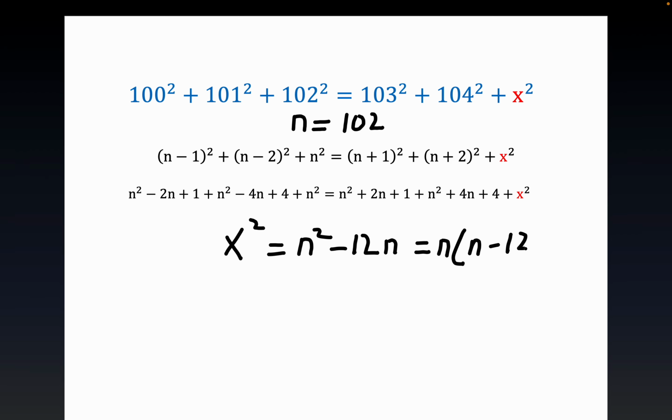All right. Now, we're trying to solve for x. X is going to be a real number. And so we would get x squared is equal to, again, n equals 102 was the center. I guess you can think of it as the origin. N squared minus 12n, so x squared is equal to 102 times 102 minus 12, which is 90, right?